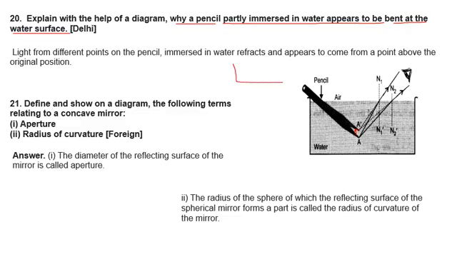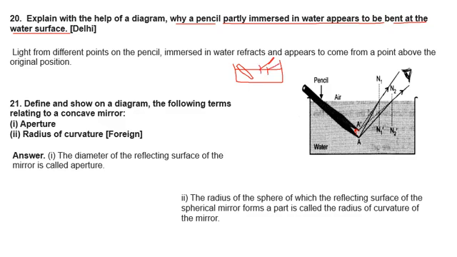To draw the diagram is very simple. First you have to draw a glass tumbler filled with water. Then you can draw a pencil over here. This is my original pencil, right? Then you have to bring two rays like this, and draw a normal.